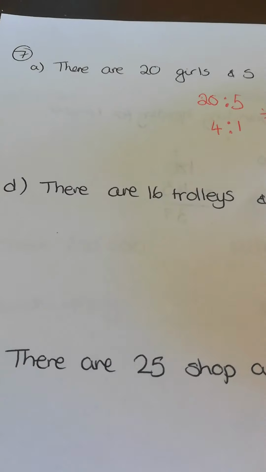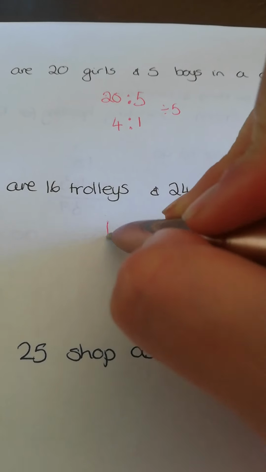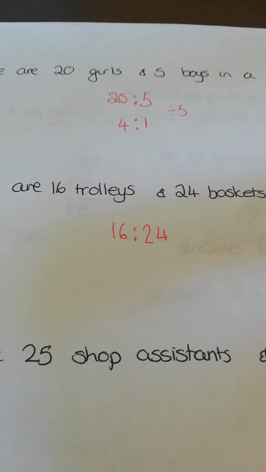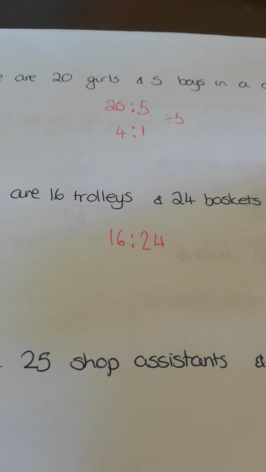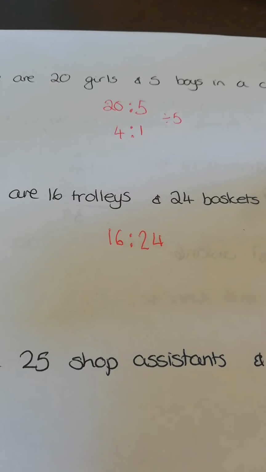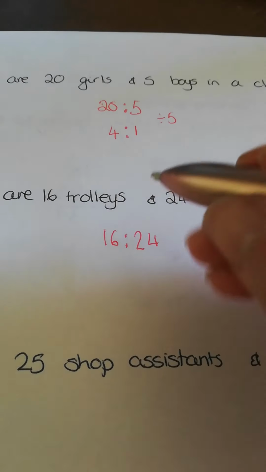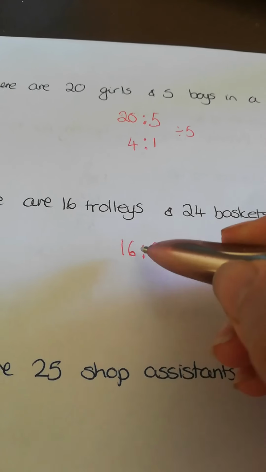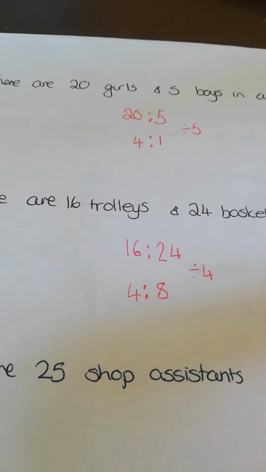In question D, if we jump to D, there are 16 trolleys and 24 baskets in a supermarket. So if we write that down as a ratio, 16 trolleys to 24 baskets, there's our ratio written down. Now, they're both in the 2 times table, they're both in the 4 times table, and they're both in the 8 times table. So we've got different options. 8 would be the quickest way, but you might not spot that. So let's just go for the 4 times table first of all. If we divide them both by 4, 16 divided by 4 is 4, 24 divided by 4 is 6.